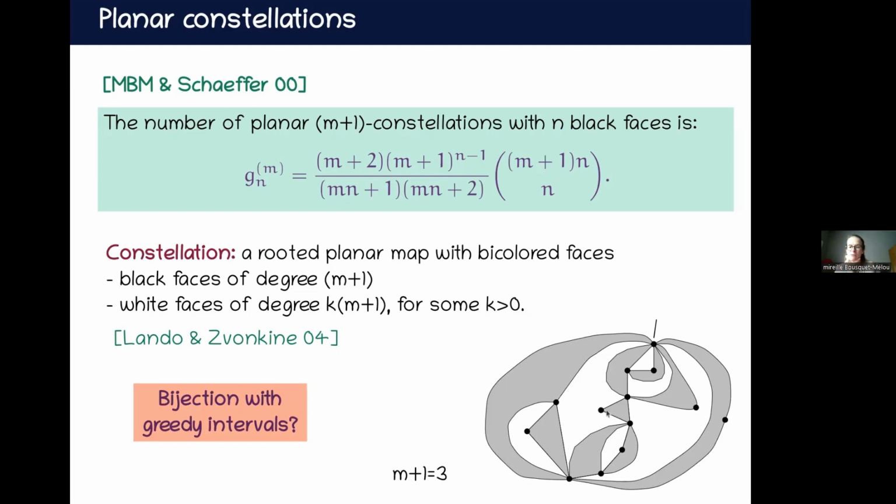I'm not sure I will give you the whole definition. They are bicolored maps. The faces are black and white. All black faces have the same degree, here 3, and the degrees of the white faces are multiples of m+1, that is here of 3. And of course, there's this question of now finding a bijection between greedy m intervals and m+1 constellations. So I will jump to my final remarks.